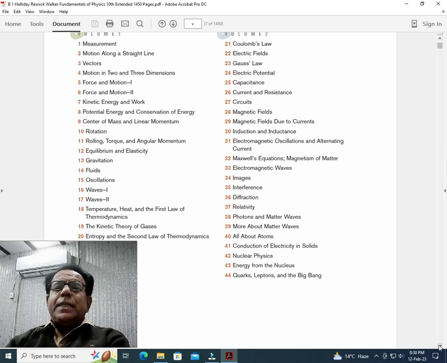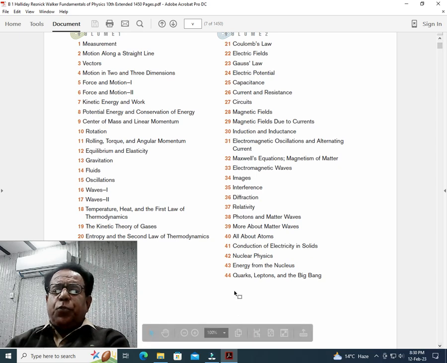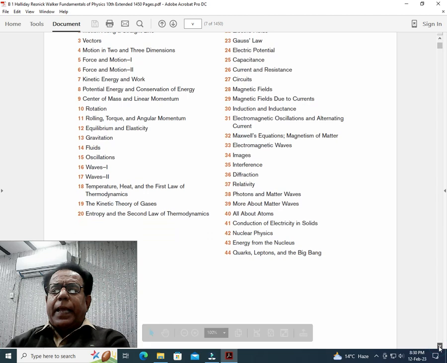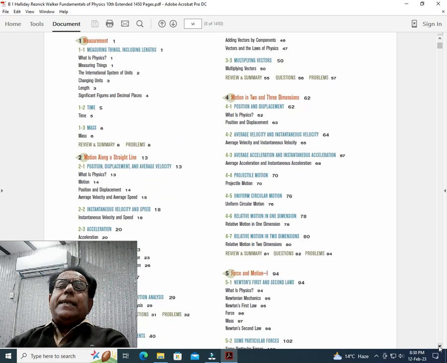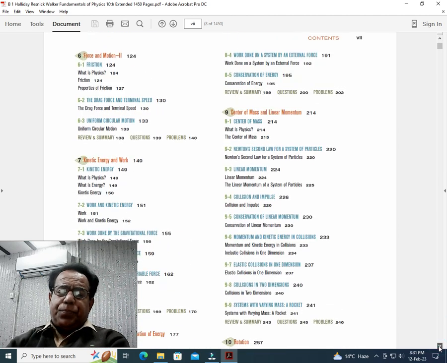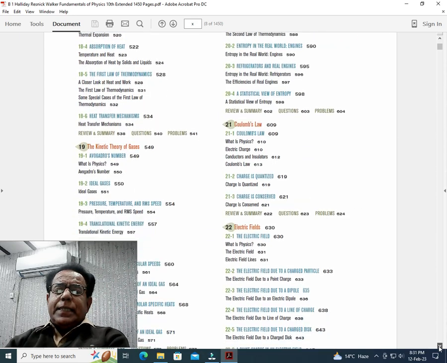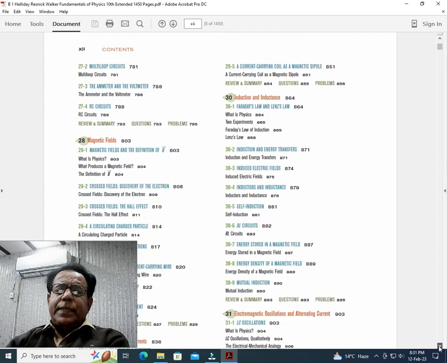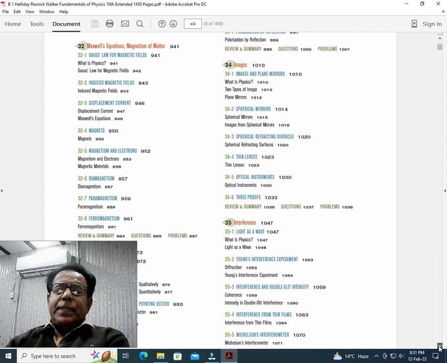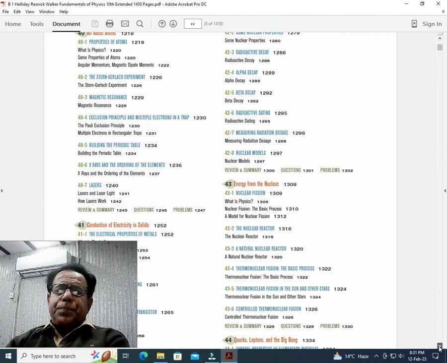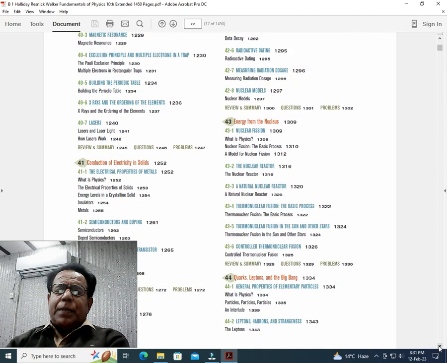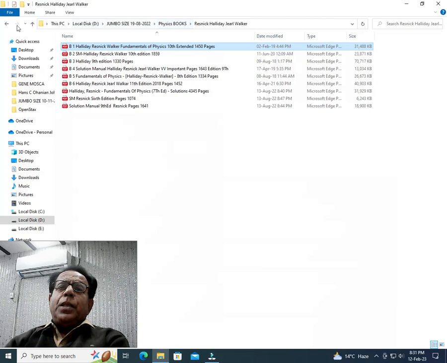These are the contents, only titles of chapters. The last chapter is chapter number 44, Quarks, Leptons and the Big Bang. These are the contents in detail, the 44 chapters given with their topics. This is the last chapter, number 44. This is enough about this book.